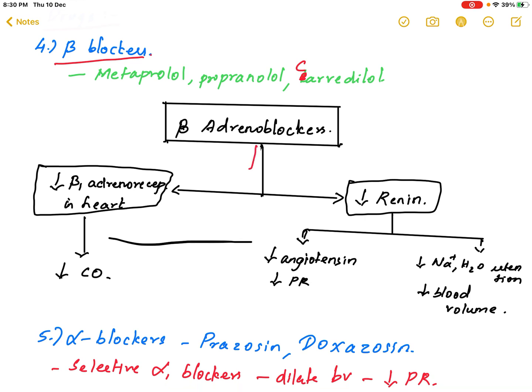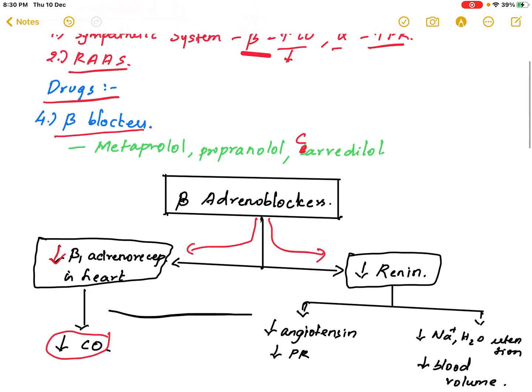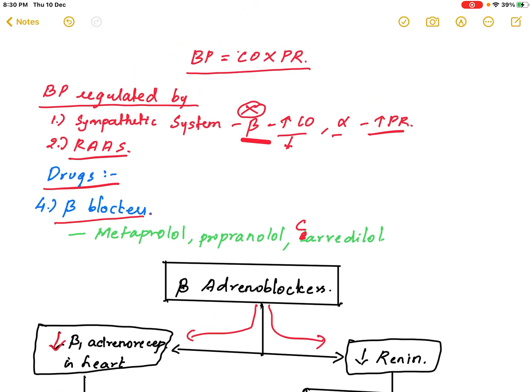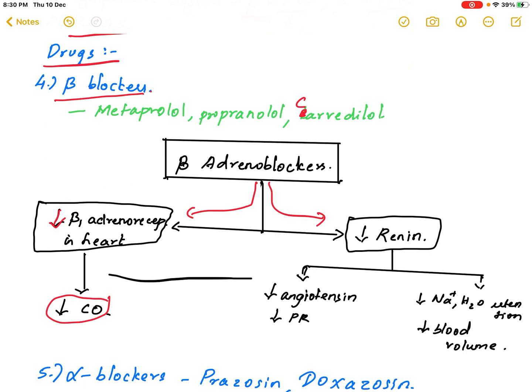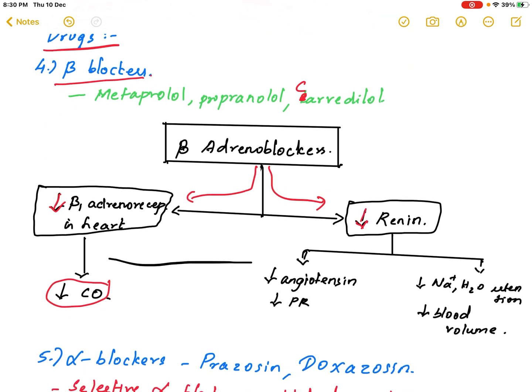So here we can see the beta blockers act in two ways. First one, it blocks the beta 1 adrenoreceptors in the heart, thereby decreasing the cardiac output. And as per our formula here, when the cardiac output decreases, the blood pressure also decreases. And the second way is, it decreases the renin. That way, the renin-angiotensin system is also decreased. So decreased angiotensin, decreased peripheral resistance.